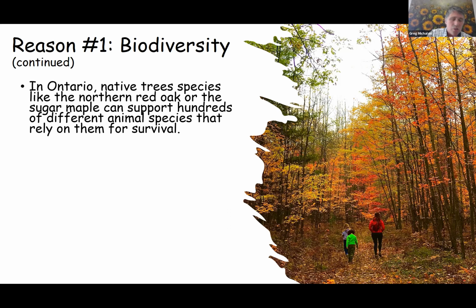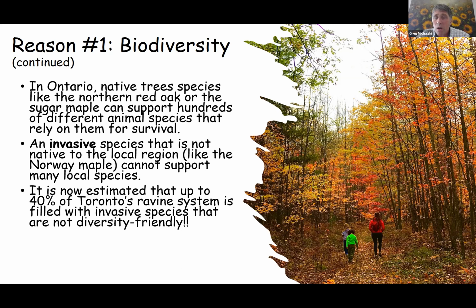And of course, invasive species, those are the ones we don't want to be planting. It's interesting, I think I put this little stat here. There was a ravine study done in the Toronto ravine system about 40 years ago. When they did a preliminary study, they found about 10% of the tree species in the ravine were invasive species. 40 years later, they redid the analysis, and they found that about 40% of the trees were invasive. And so the trend is not good.